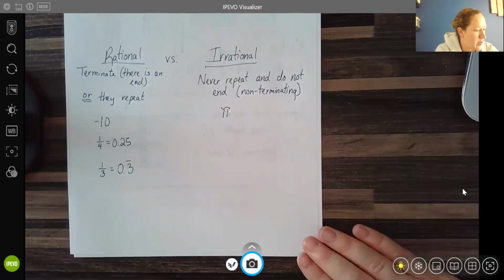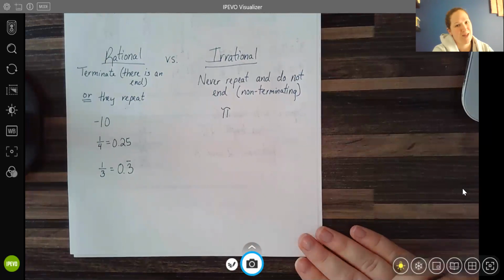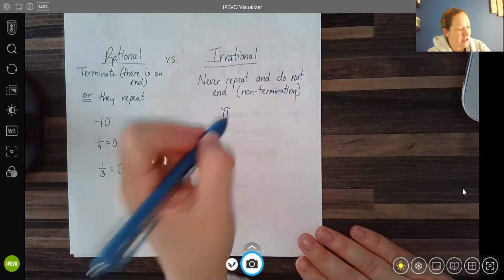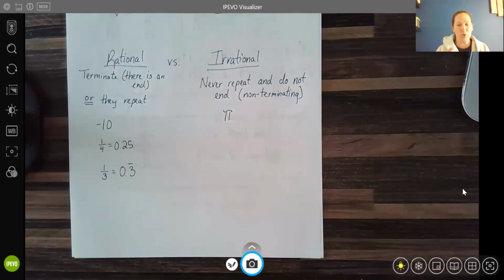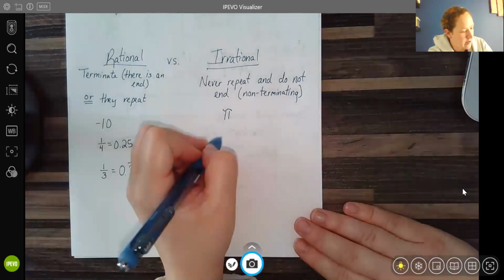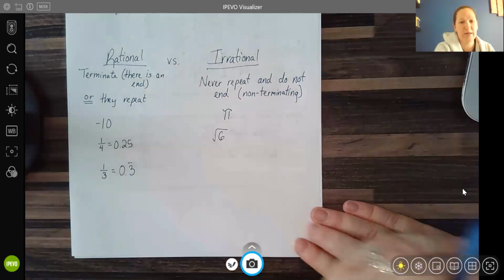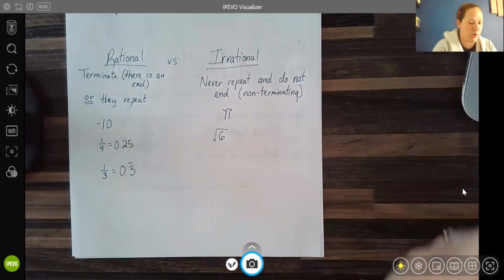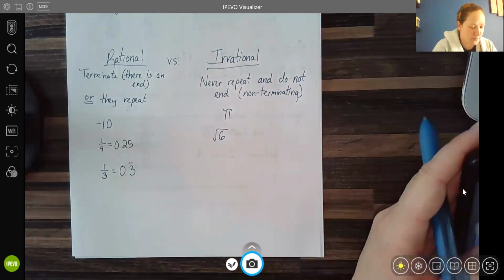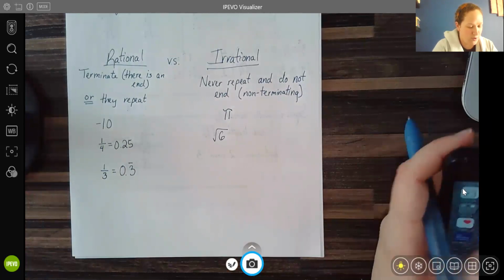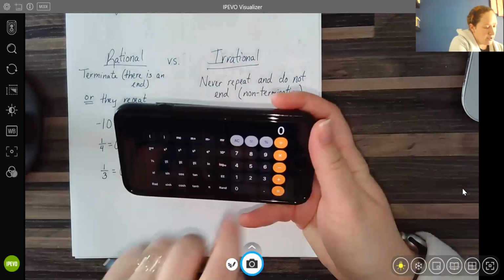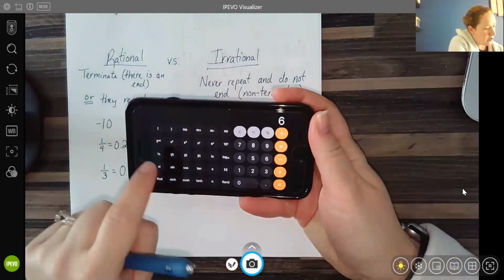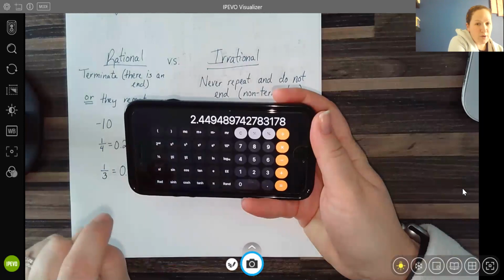Another example might be these non-perfect squares. Okay, these square roots that fall in between the whole numbers on the number line. So square root of 6. I'm going to show you very quickly what that looks like on a calculator. If I were to put in, so I would put in 6, right? And then I'm going to hit the square root button over here.